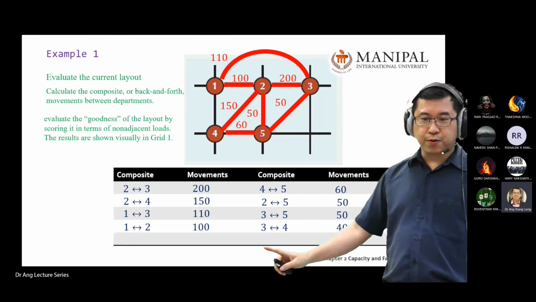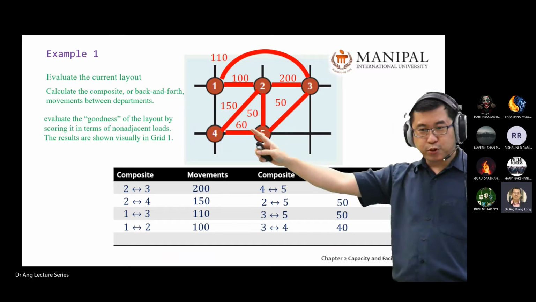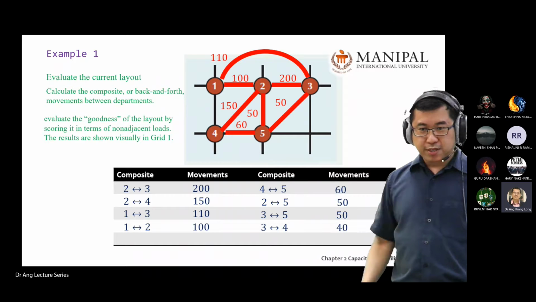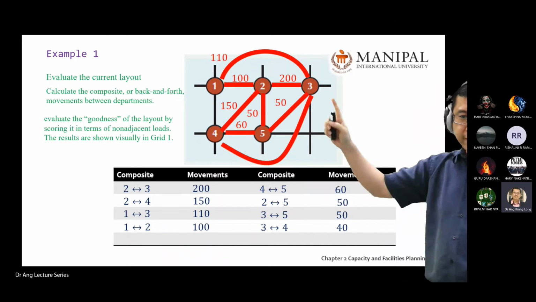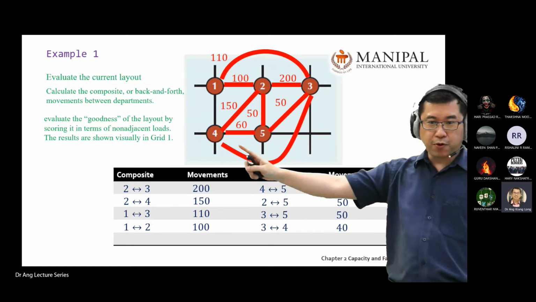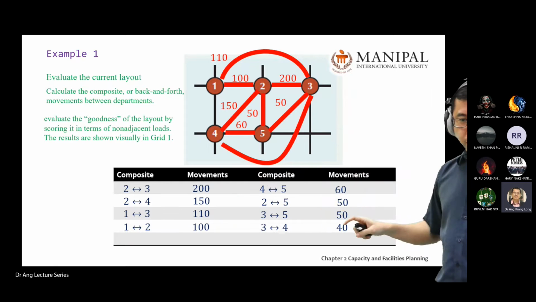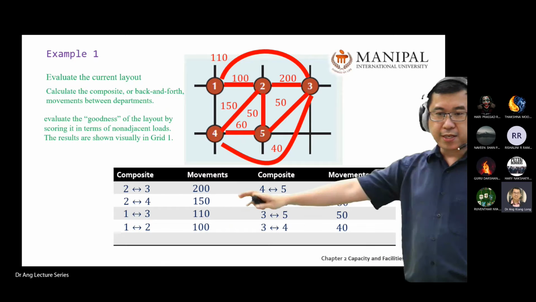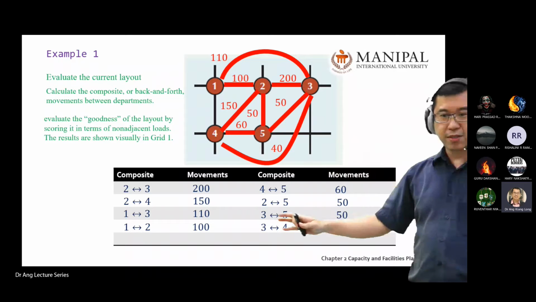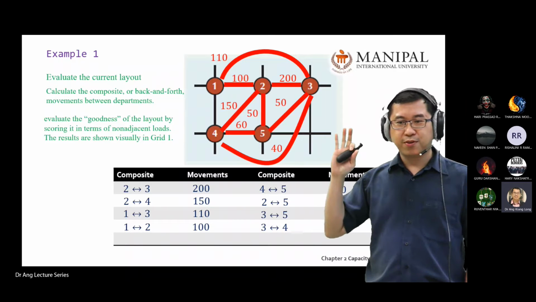What about 3, 4? Can you jump? Or do you need to jump? Yeah, you need to jump. It means there's another non-adjacent load from 4 to 3 or 3 to 4. The movement is 40. Okay, this is the first complete analysis for the original factory plant.